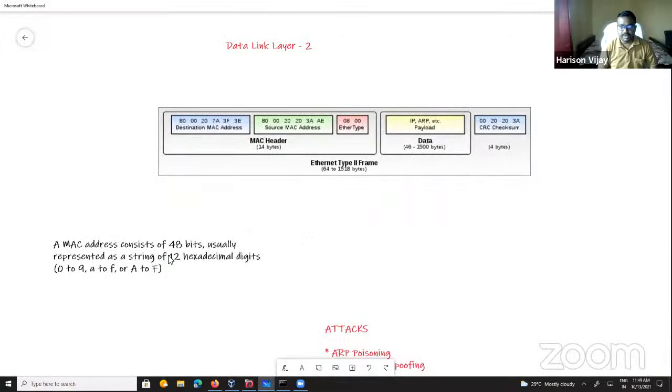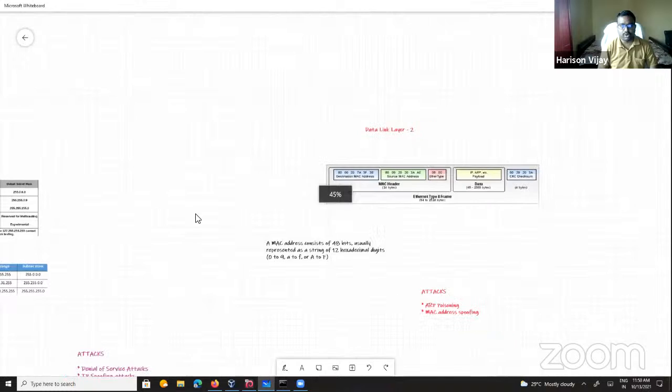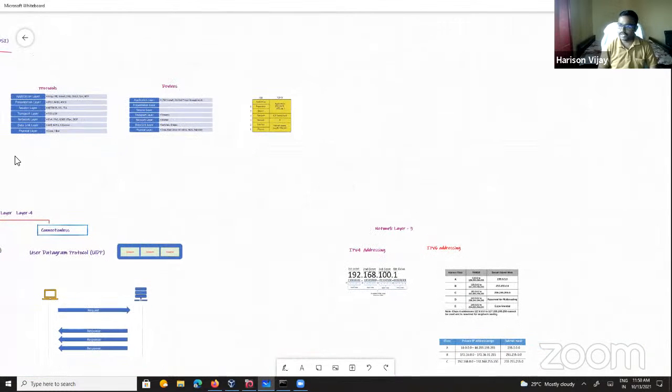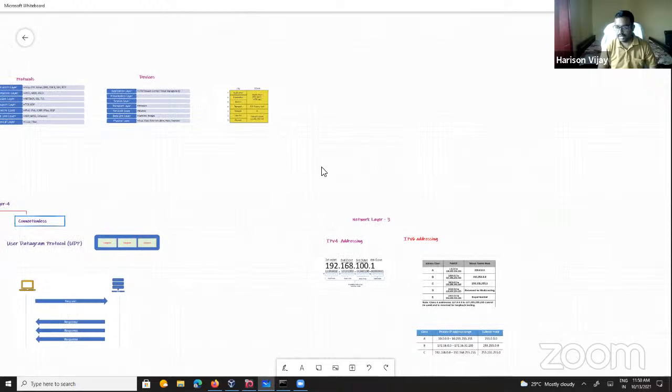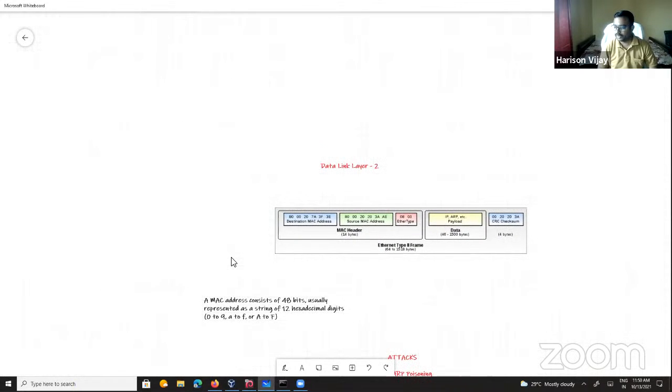So it's usually 48 bits, and it's represented as a string of 12 hexadecimal digits. Hexadecimal goes from 0 to 9, and then from A to F. Whereas, as I told you, IP addresses and layer 4 TCP protocols are concerned with delivery of packets from the source to whichever destination in the world, MAC address routing is only concerned with routing the packet to the next hop. What is the next step in the route?